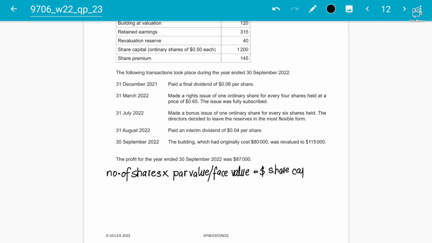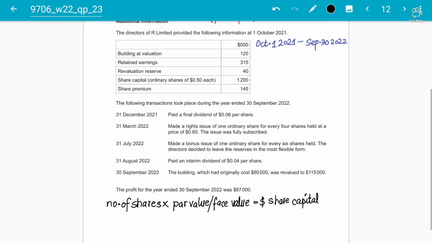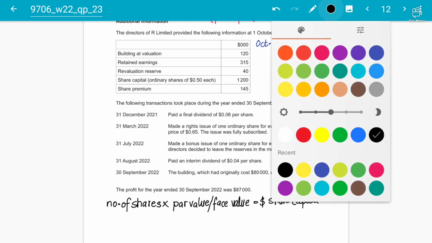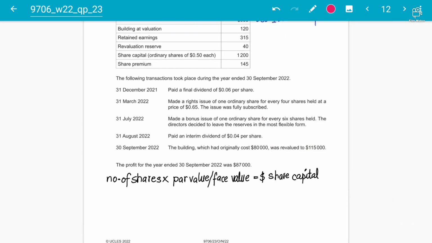So if you can see clearly here, sir, it is given $1,200,000 as the share capital dollar value, and one share is for $0.5 each, which means you can work out how many shares there were at the start of the year. The number of shares at the start of the year were 1,200,000 divided by 0.5. So 1200 divided by 0.5, that is 2.4 million, so 2,400,000 shares, okay?